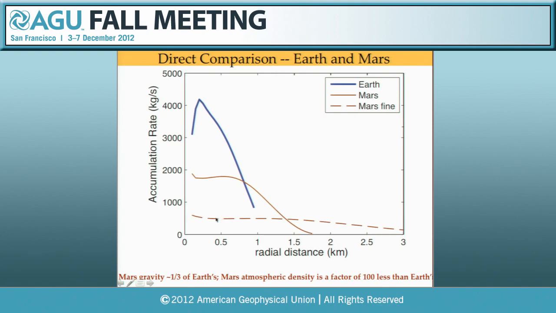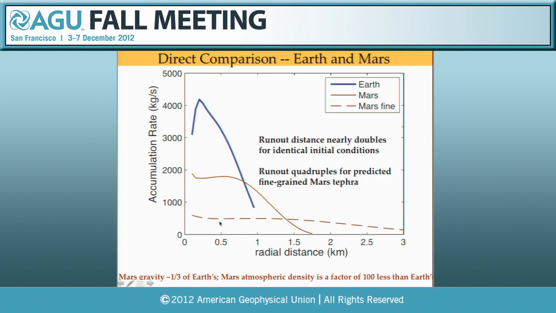Okay, so here I make a direct comparison for the Earth and Mars case. I use the same initial conditions that are based on those Kerensky-Tall cases, and we have one-third of Earth's gravity and about a factor of 100 less in the atmospheric density. What you find under those conditions is that you get a doubling of the runout distance of these currents on Mars. If you decrease the pyroclast size, which is expected on Mars due to the greater fragmentation efficiency, you end up with a quadrupling of the runout distance. In essence, these kinds of bodies will be a lot harder to spot and much more subtle in character on Mars than equivalent cases on Earth.